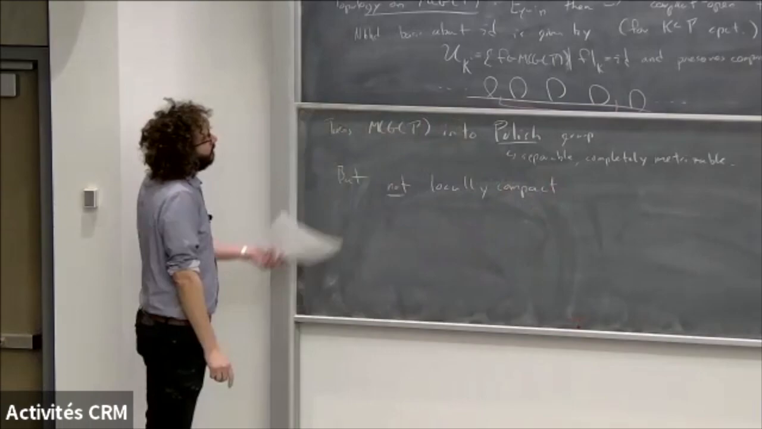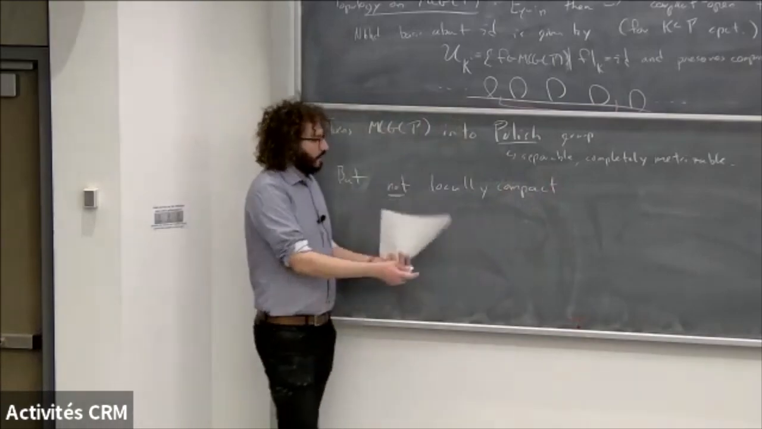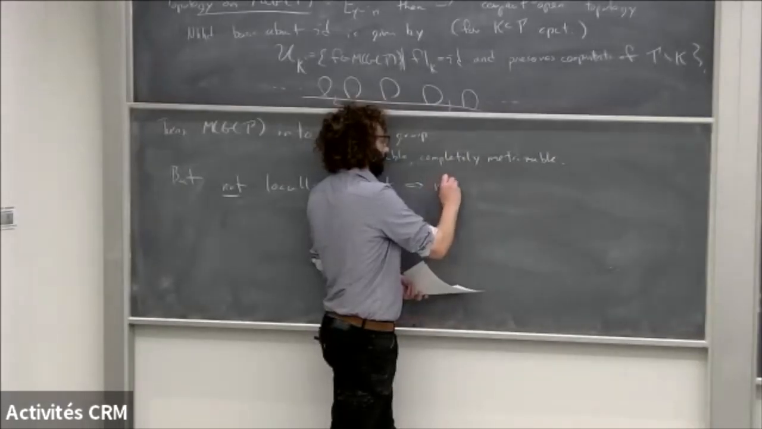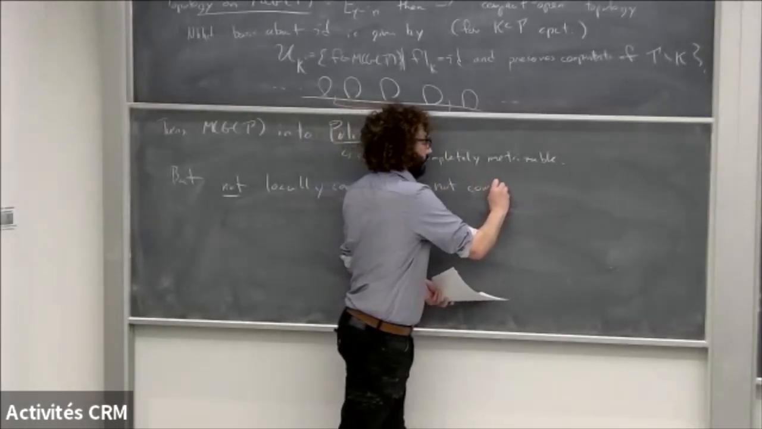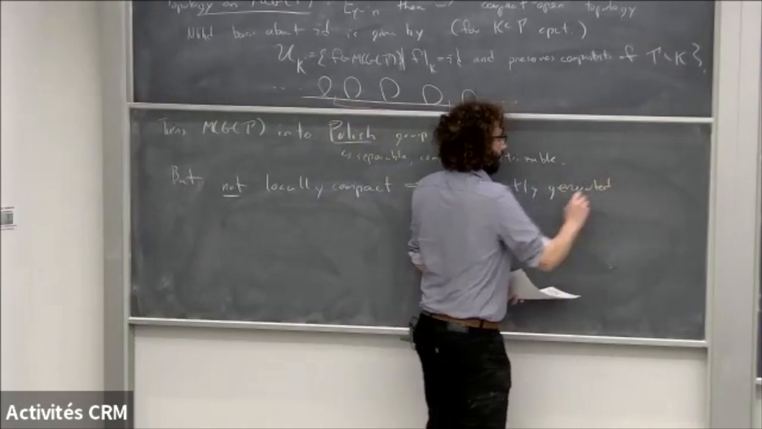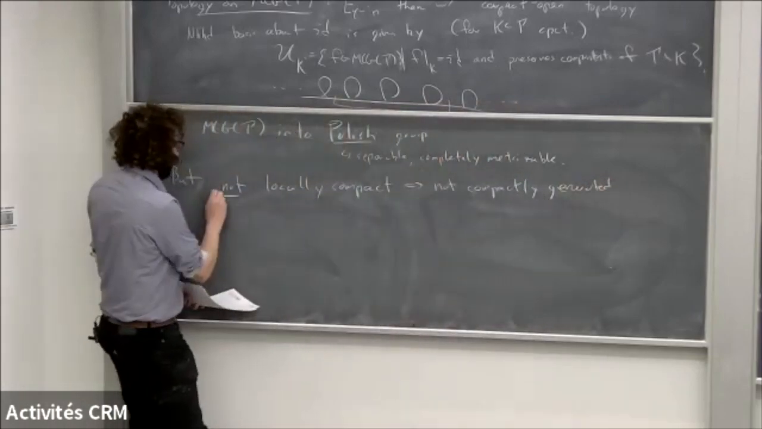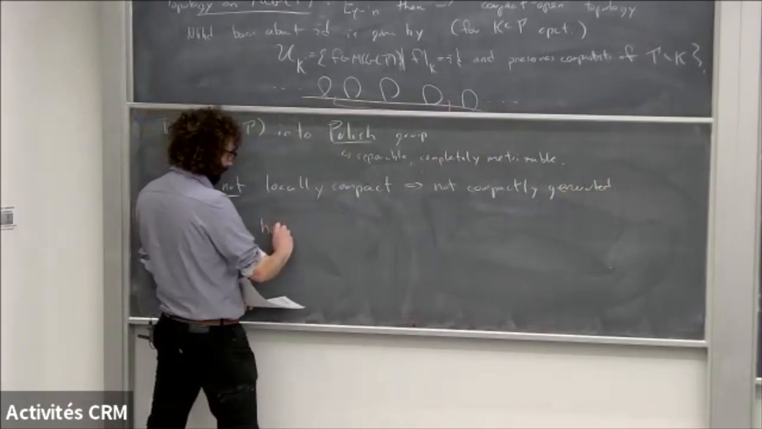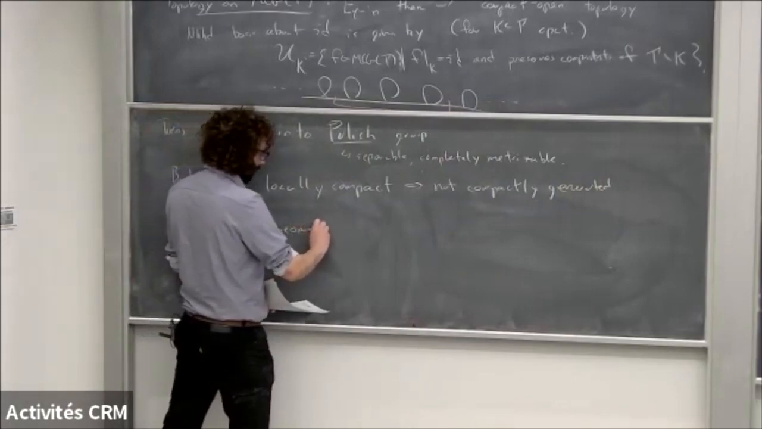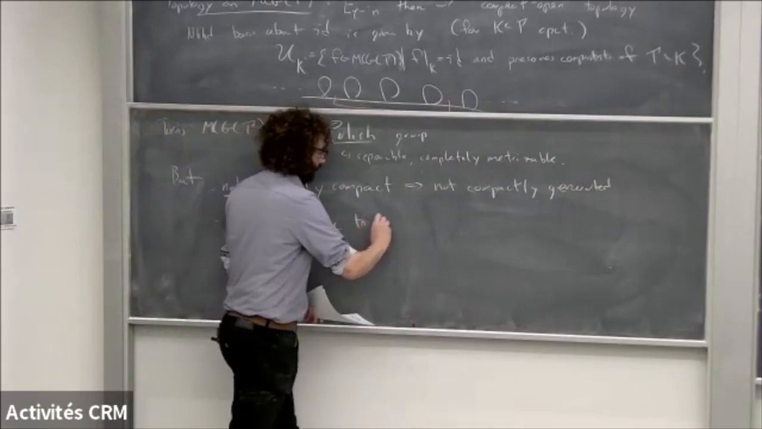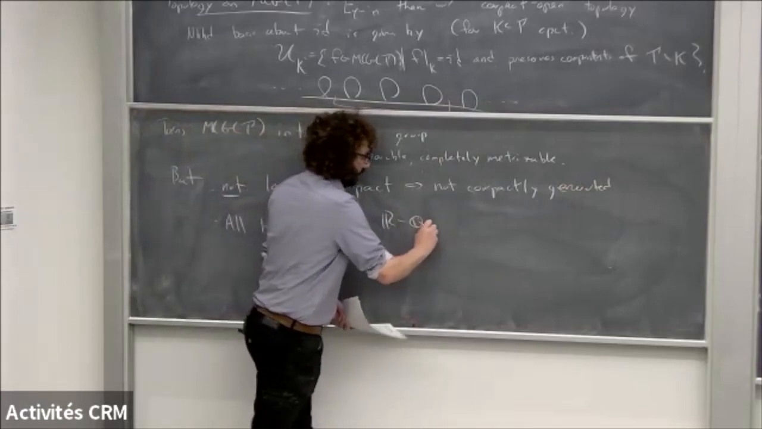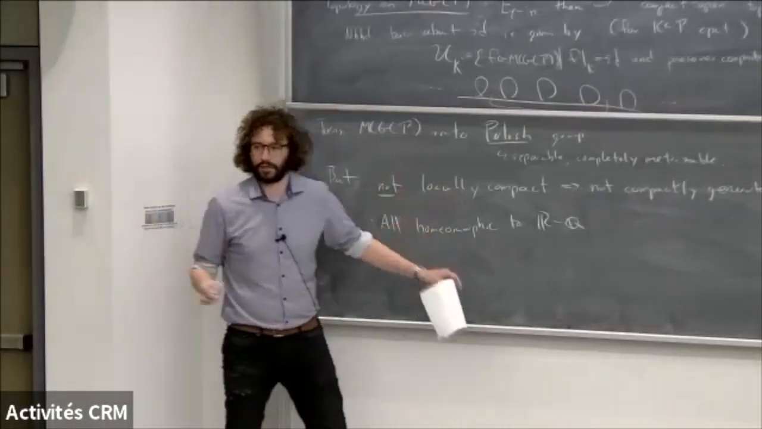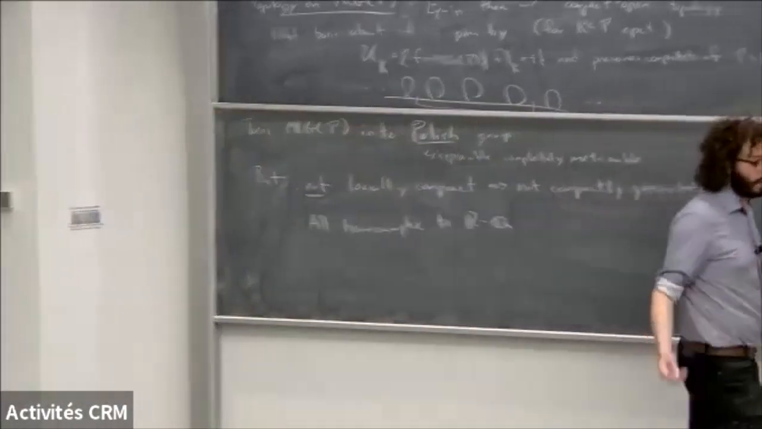If you're not finitely generated, you might hope that you're compactly generated. But it's not that. So they really are huge. And if you want, all of these groups are topologically homeomorphic to R minus Q, to the irrationals, just as topological spaces, right? Not at all observing the group structure. So these are really big groups, they're huge groups.